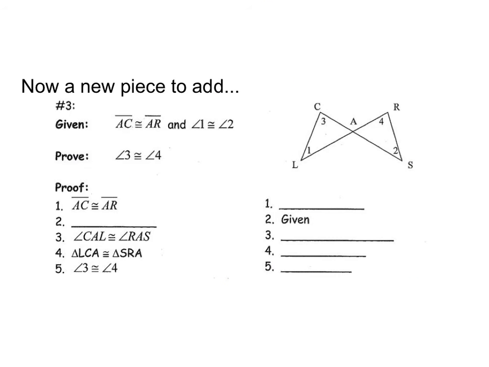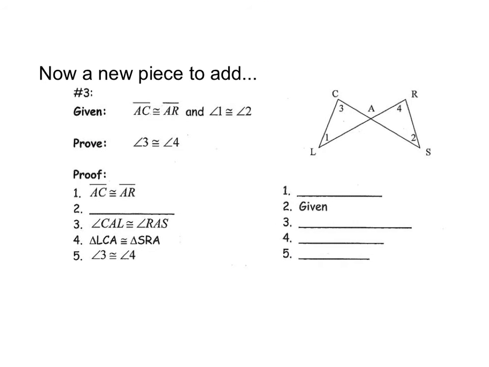Okay, so now we have a new piece to add. Here's what I want you to take note of. I'm no longer trying to prove that the two triangles are congruent. If you notice down here in the proof, proving my triangles congruent is one step above what I'm trying to prove. Let's walk through the proof and we'll see where we land. So AC is congruent to AR, that is given.